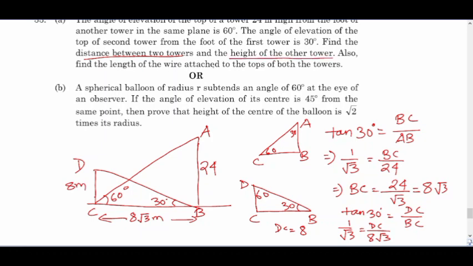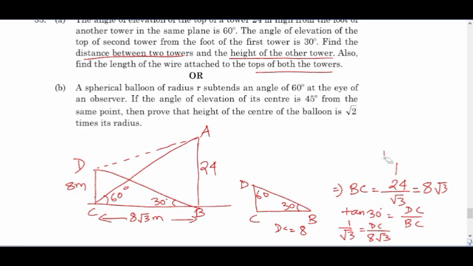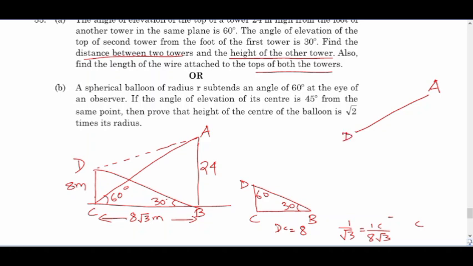Also find the length of the wire attached to the tops of both the towers. That means we need this distance, the distance AD. Now I am erasing this part. Now we need the distance AD. So now this is suppose point A, this is point D. We will draw a line parallel to BC, this line. Now this whole part is 24, this is 8, that means this part is 24 minus 8 is 16, and suppose this is point E, DE. Now DE is equal to BC, that means this is 8 root 3.